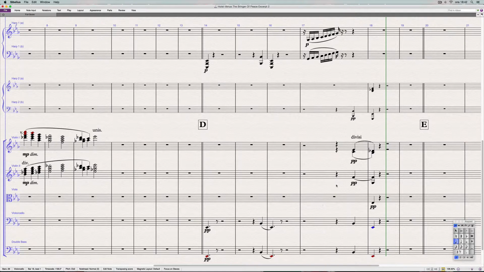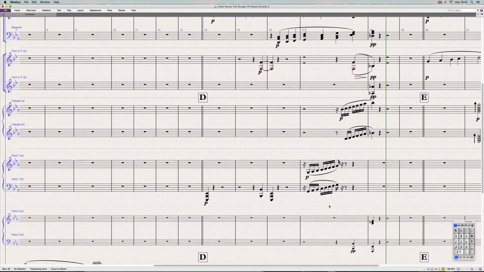But like we saw in the reduced score, instead of going to the major chord, major 7 chord, it goes to a dominant 9 chord. Well, we can just listen to this part. I find that kind of cool.